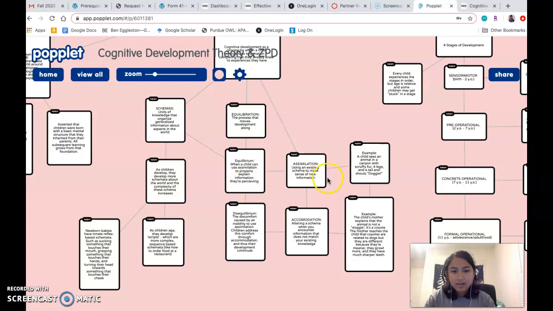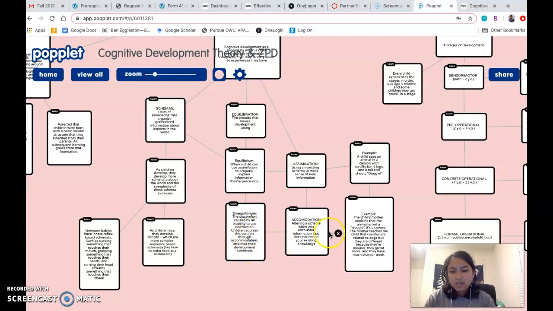In our previous example, the child was not under a state of equilibrium, because when they used the information they knew, that information turned out to be incorrect. In this sense, they might have experienced disequilibrium when their mother told them, "No, that's not a dog." Disequilibrium is the discomfort caused by the inability to assimilate. Children address this discomfort through accommodation, and thus their development continues.